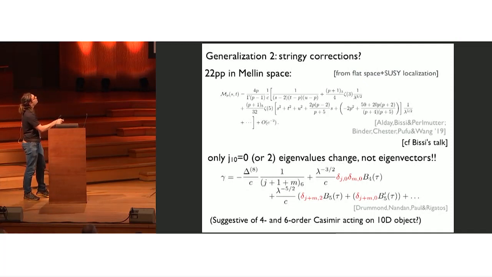And for some tool, you can use, for example, flat space limit plus localization. You can completely fix them. And this is for 2,2,p,p. And you look at this, and you don't necessarily find enough pattern. There's nothing very obvious.